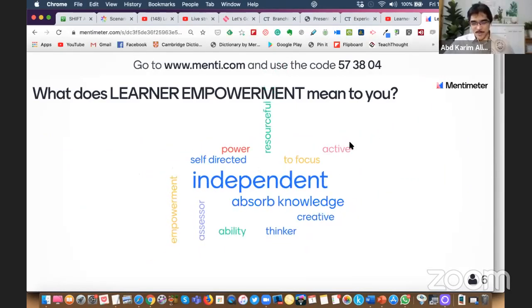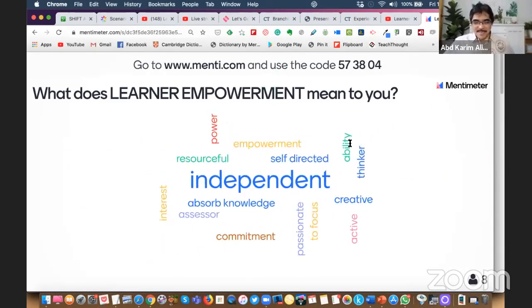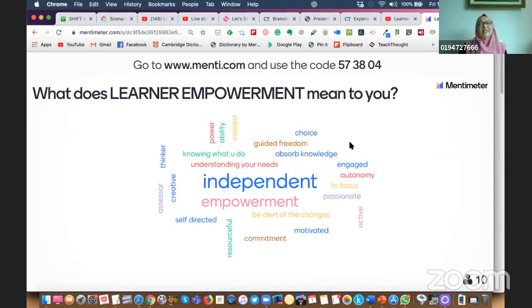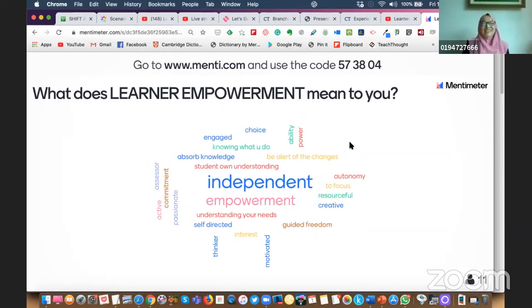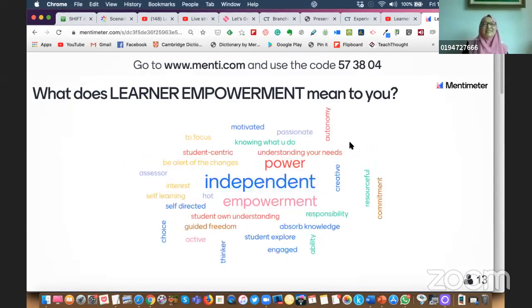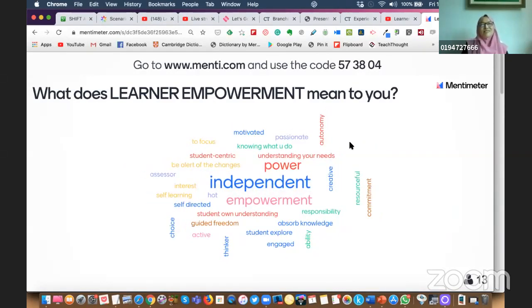I like to use a word cloud for this purpose. You can see the frequency, the density of the words. Wow. You can see the pattern. The dominant one is independent. The rest are about the same.